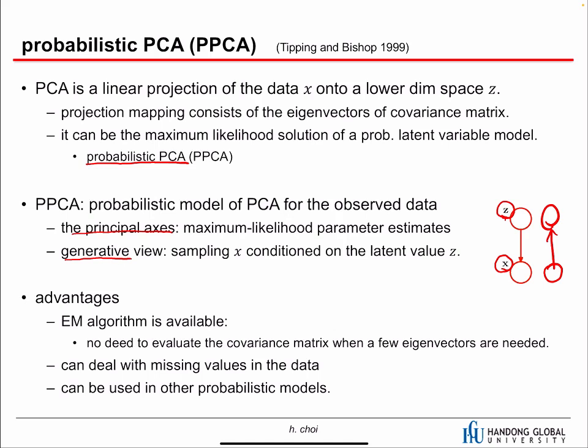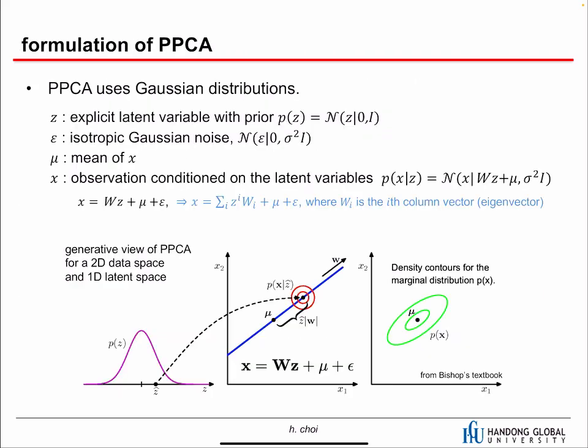And we can deal with missing values in the data because we use probability. Then we can actually model many different cases. And since we have a probabilistic model, this PCA can be used in other probabilistic models smoothly. Okay, so let's see the formulation of PPCA.